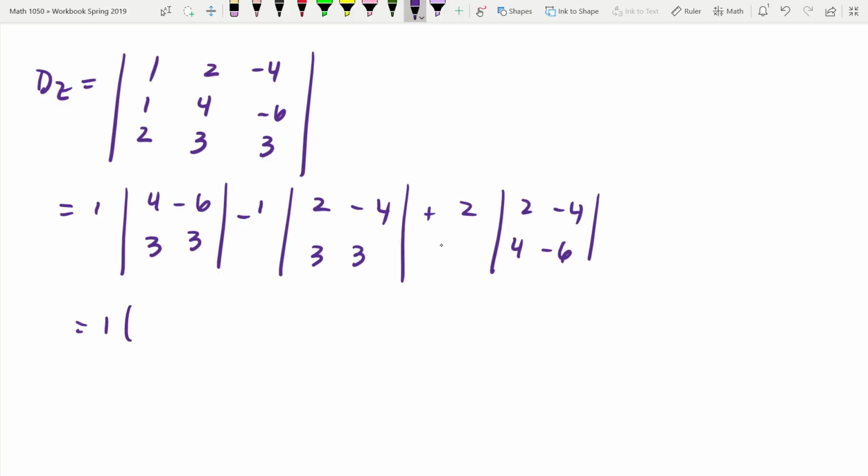Write down the 1, 4 times 3 is 12, minus 3 times -6 is a -18, minus a -18 is a +18, minus 1, 3 times 2 is 6, minus 3 times -4 is a -12, minus a -12 is a +12, plus 2, 2 times -6 is a -12, minus 4 times -4 is a -16, minus a -16 is a +16. Put this in your calculator.